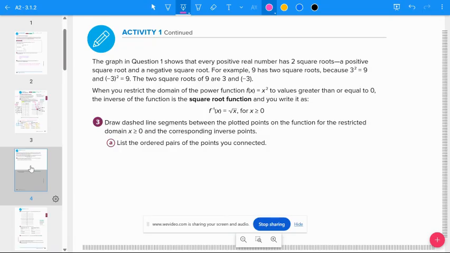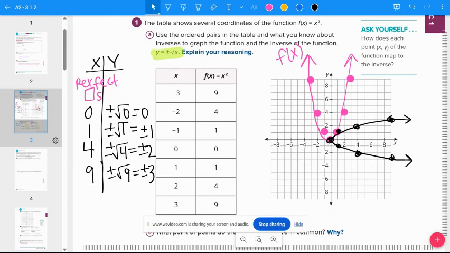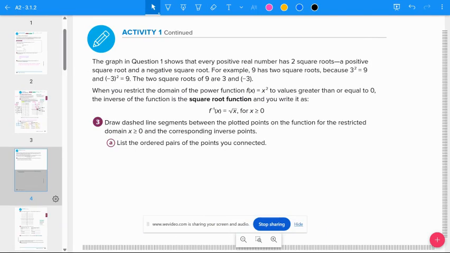Okay, so it says the graph in question 1 shows that every possible real number has two square roots, positive and negative. When we restrict the domain of the power function, the values greater than or equal to 0, the inverse of the function is the square root function. So if I were to restrict part of my graph on the black parabola that I had here, it's basically saying, what if I only made 1/2 of the parabola show up, 1/2 of the arms show up?